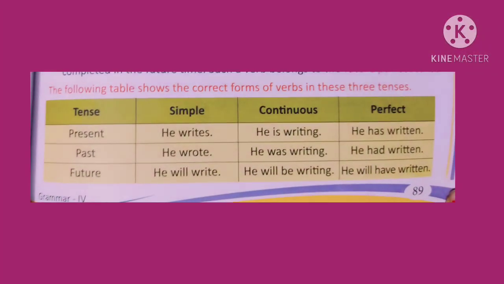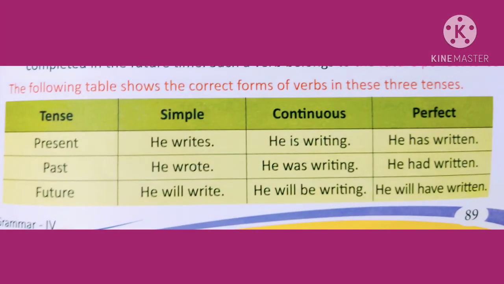Now, the following table shows the correct forms of verbs in these three tenses. Here in the table you can see we have 3 tenses. How many tenses do we have? 3. Yes, present, past and future. And all these 3 tenses have different forms: simple, continuous and perfect. Examples are already given here. You can see present tense, simple.